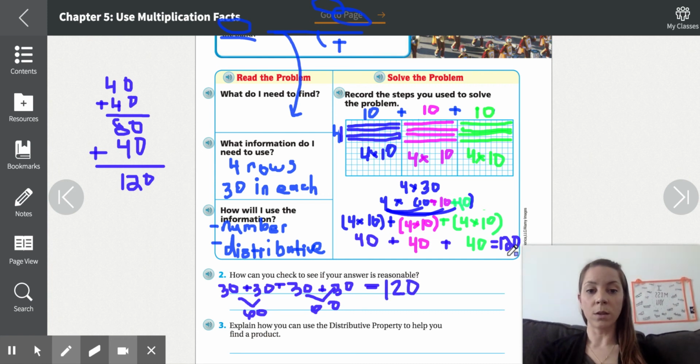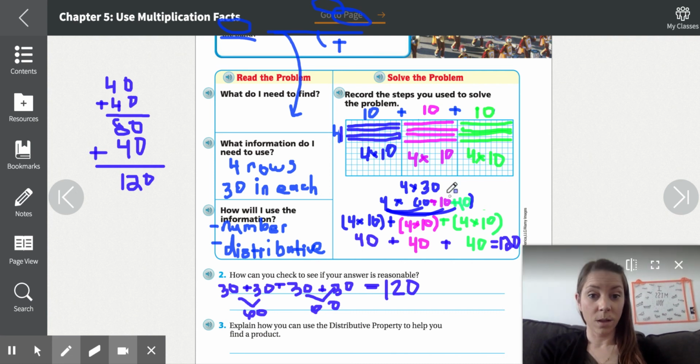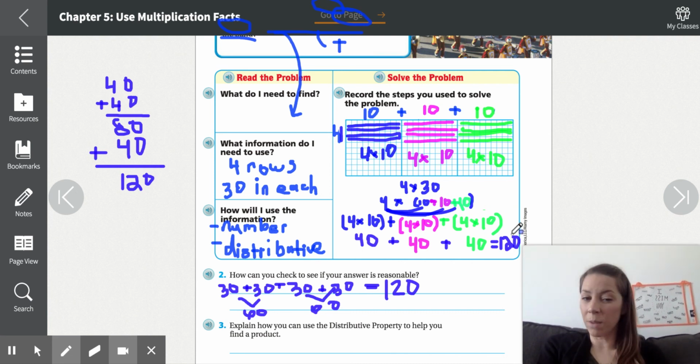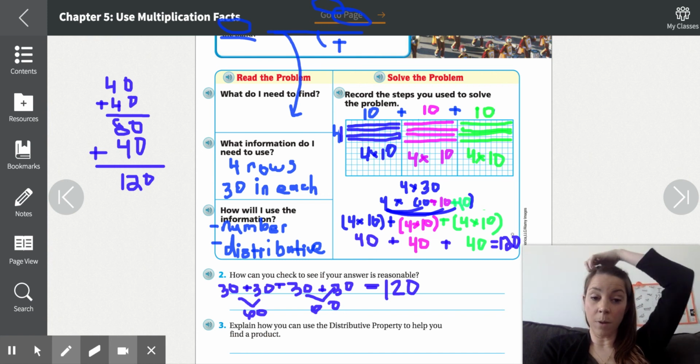Another way I could see if it's reasonable is I'm thinking of 4 times 30. So look at the digits without the zeros. 4 times 3 is 12. And then there is a 0, so that means that maybe it could be making sense too.